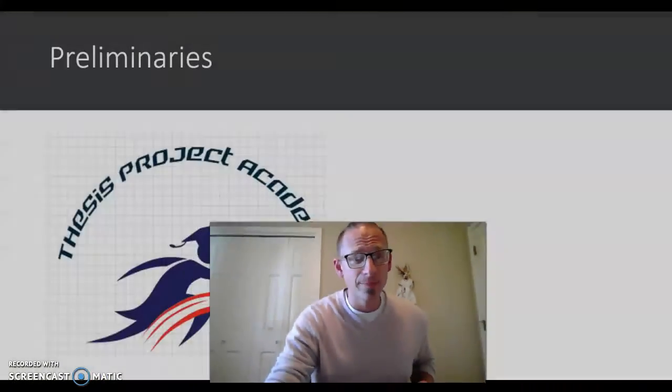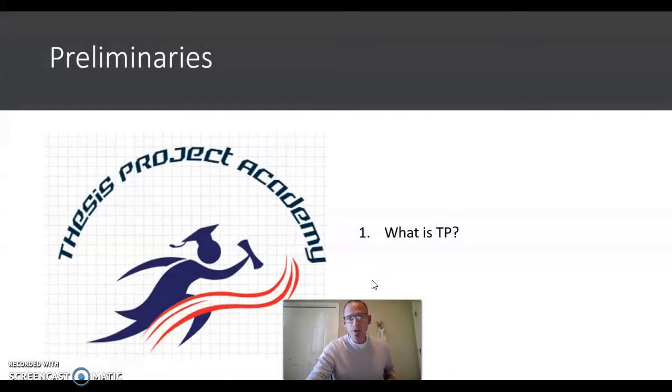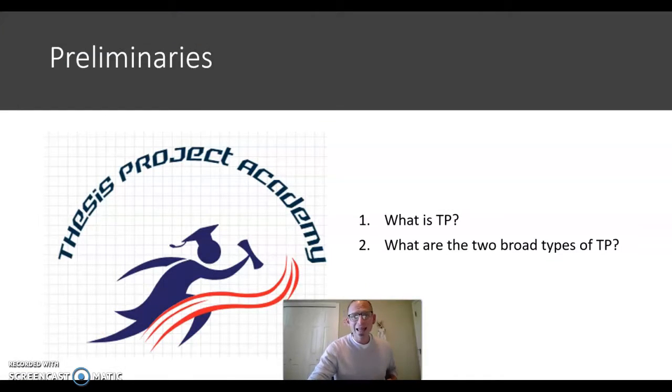But let me take this a couple of steps further. Beyond what is a thesis project, I like to think, and I'm not sure if others would use these kind of terms, you can use them if they're helpful to you, but when I do any sort of thesis work, whether I'm just coaching a student in one session or doing some contract basis coaching, I like to think of thesis projects in one of two categories.